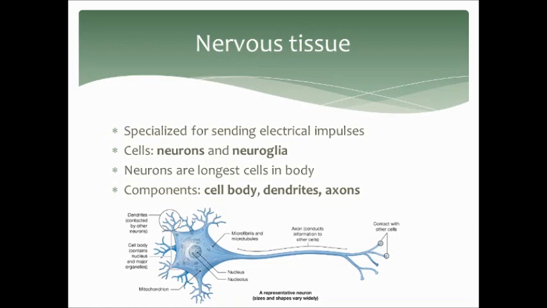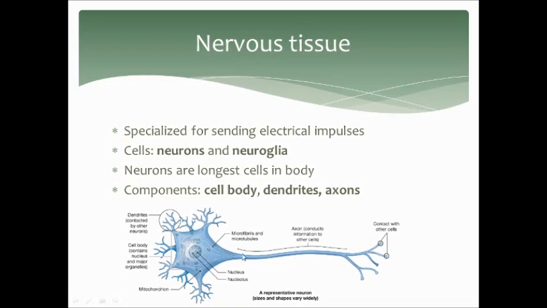Neurons are the main cells of the nervous system. They're also the longest cells in the body. Their components are these cell bodies with a large nucleus in the middle. Typically, they have dendrites that come off of the cell body. Sometimes they don't, though. They kind of vary in their structures depending on where they are and what their job is. The dendrites will touch other neurons so that they can communicate with them.